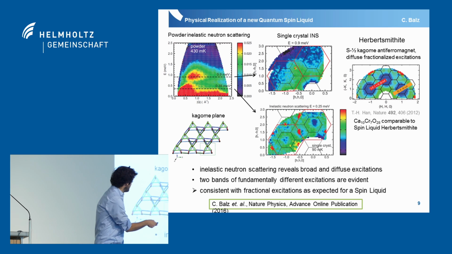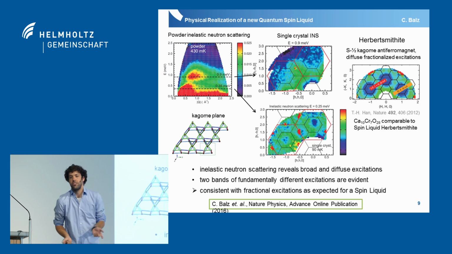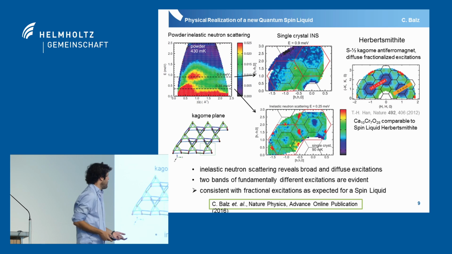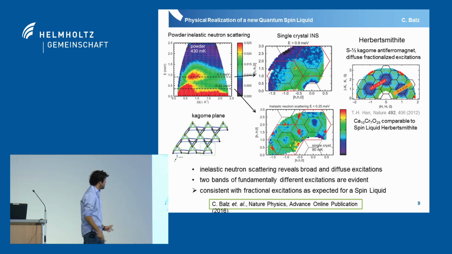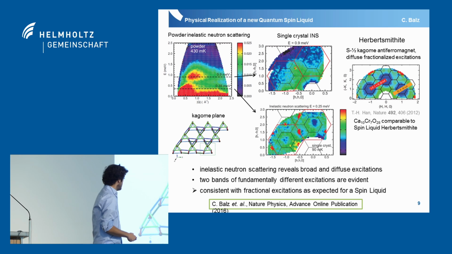This doesn't explain much to you, I guess, but we can, for example, compare it to Herbertsmithite, which was, 5 years ago, 2011, sorry, 2012, the first compound which was generally believed to realize the spin liquid ground state. And you see that we have similar features. So we have this small ring-like scattering in the lower band and the large rings in the upper band, which are comparable to this other spin liquid compound.